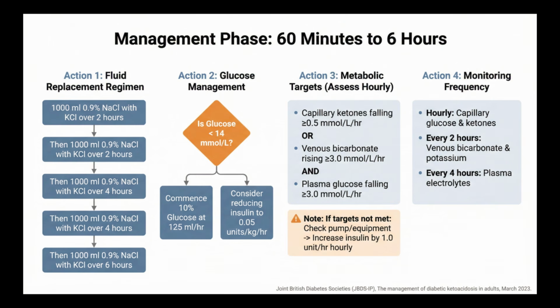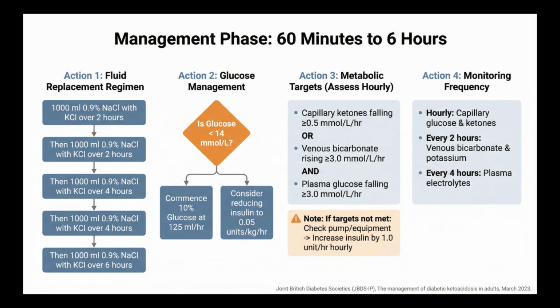Action 1. Fluid replacement regimen. Continue 0.9% sodium chloride with potassium chloride. Give 1 liter over 2 hours, then another 1 liter over 2 hours. After that, give 1 liter over 4 hours, followed by 1 liter over 4 hours, and then 1 liter over 6 hours. This structured replacement corrects circulatory volume, dehydration, and ketonemia in a safe and controlled manner.